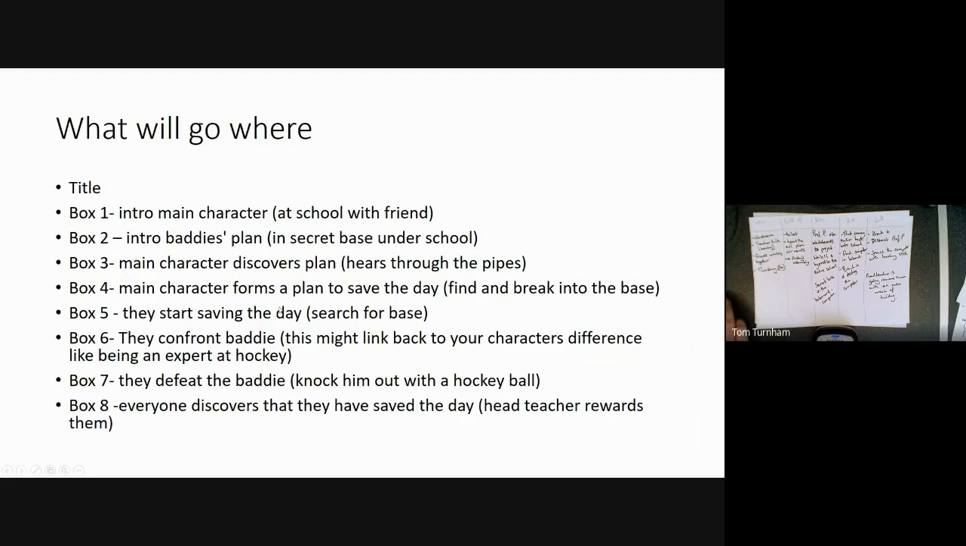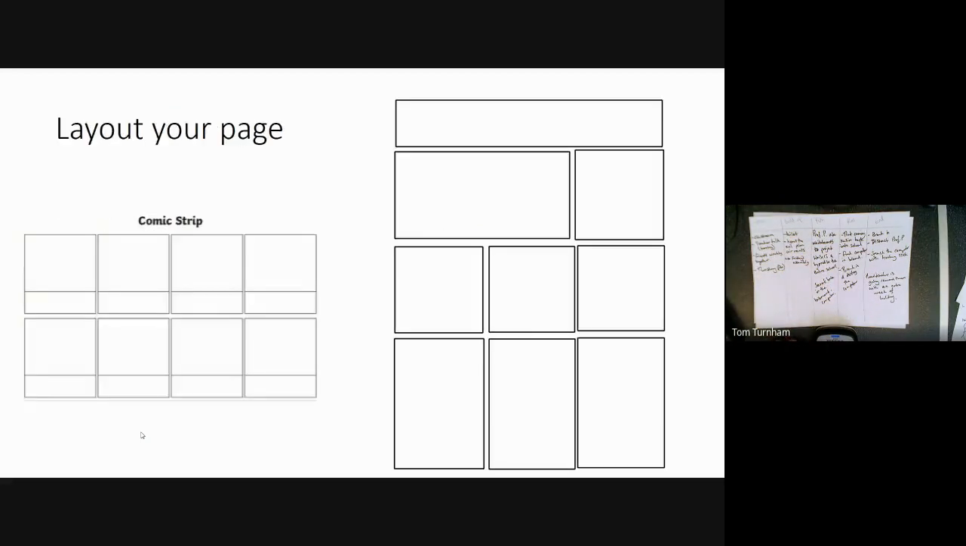In box number 5, they actually start saving the day, so they're going to break into the base. In box number 6, that's when they're going to confront the baddie. And in box number 7, they're going to defend the baddie and break the computer. And then finally, in box number 8, everyone discovers they've saved the day, and the head teacher is going to give them their holiday. So I've mapped out my plan into the boxes from my comic strip.